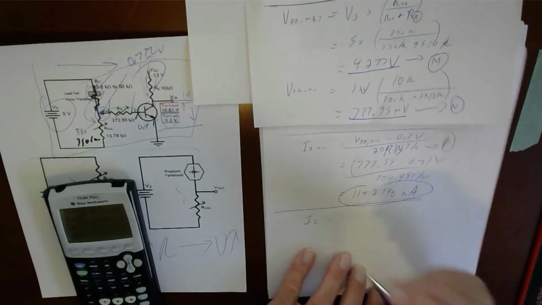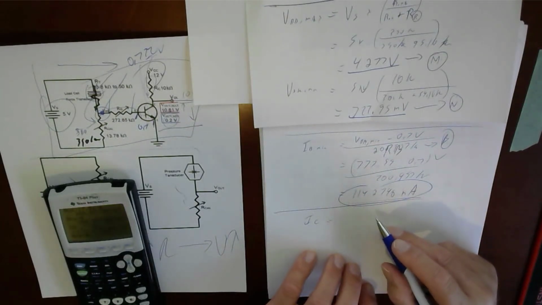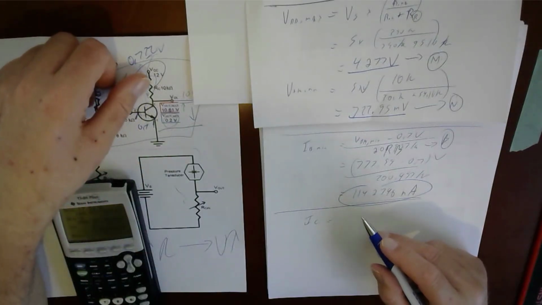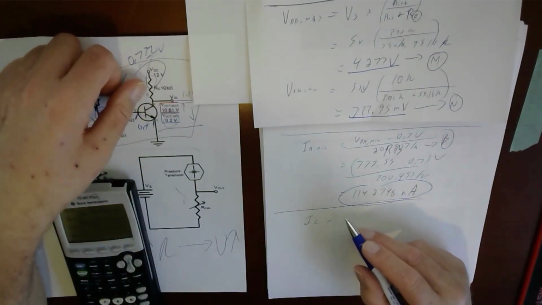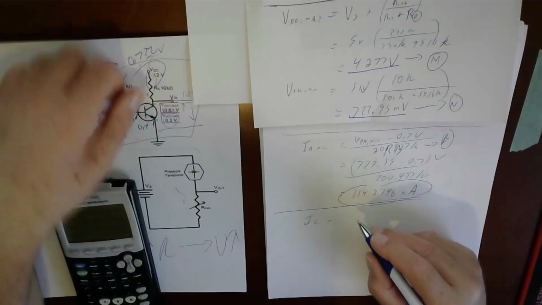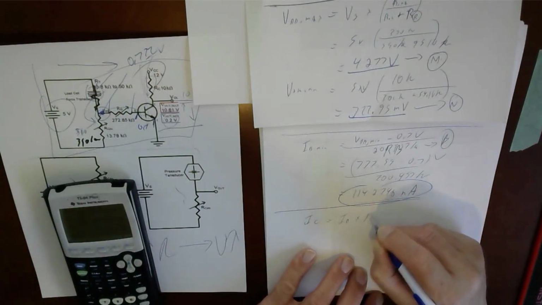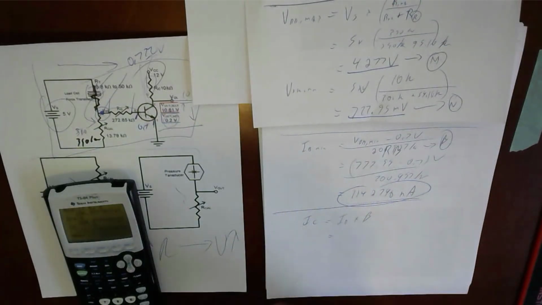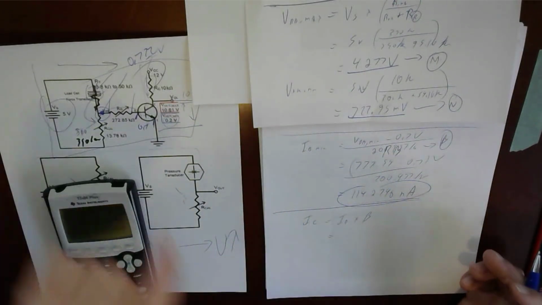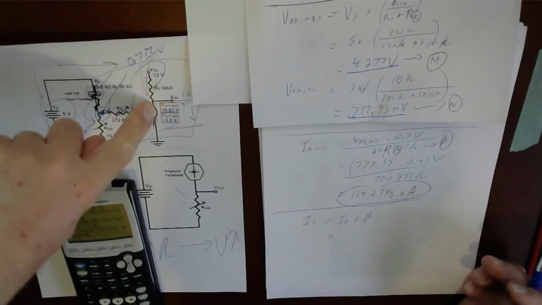My IC. Wait a second. Let me think about this. My brain lost that. So yeah, I want to know how much current's going through here. So this is really interesting. It's actually really basic. It's going to be IB times beta. It's that simple. But I'm going to work with that to find out what the voltage drop is here.